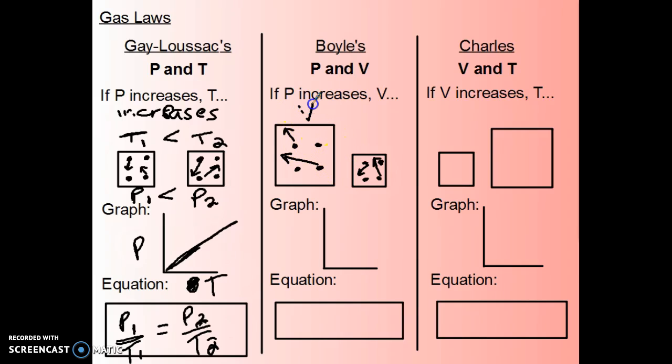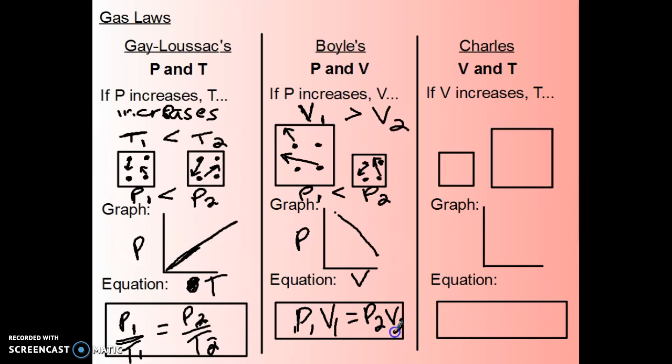So if we have a bigger volume, V1 is greater than V2, our pressure will be lower in the container where they have more space because it takes longer to get to the other side. So P1 will be smaller than P2. This means that they are inversely correlated. So if my volume is increasing, my pressure must be decreasing. So this is what the graph would look like for that. So the formula we have for Boyle's law is P1 V1 equals P2 V2.